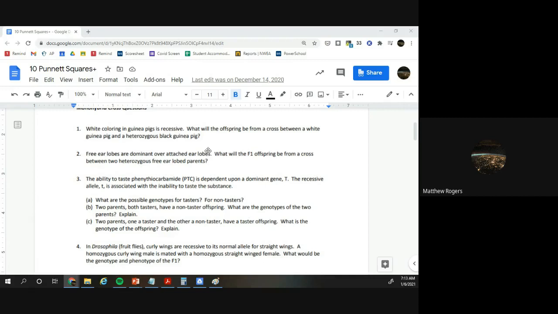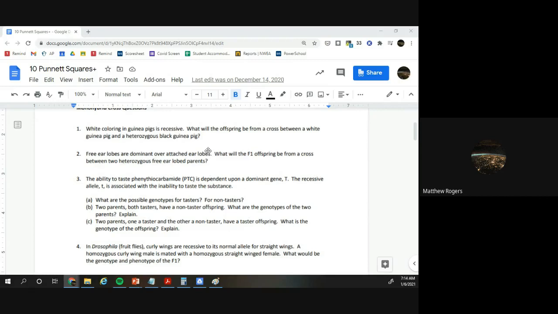Two parents, one a taster and the other a non-taster, have a taster offspring. What is the genotype of the offspring? Well, one parent is going to be little t, little t because they're the non-taster. The other one could honestly be either big T, big T, or big T, little t. Even though big T, little t with the non-taster could have a non-taster baby, in this case it has a taster baby, so there's still a high chance of it. It could be either one. It's not really that big a deal. Some of you could have just gone with big T, and that would have been fine too.